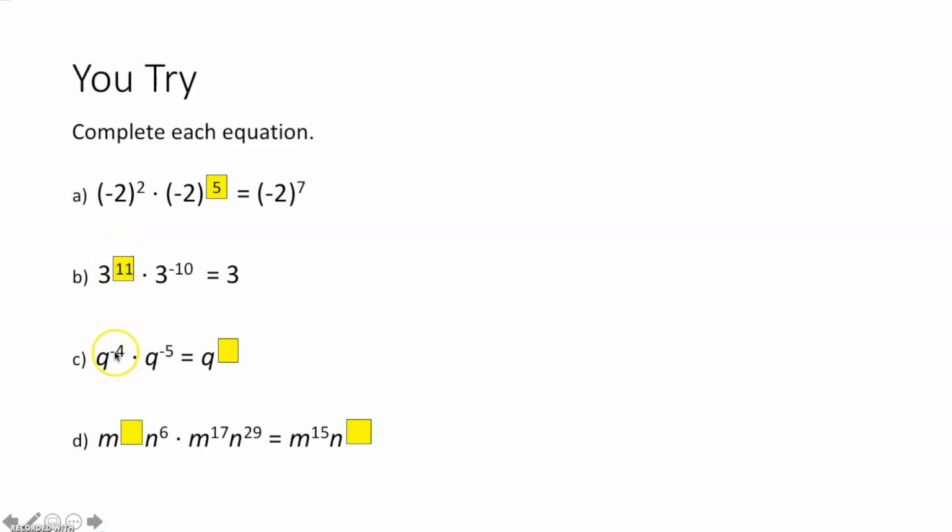Here, q to the negative 4th times q to the negative 5th equals q to the what? Well, again, multiplying like bases, you just add the exponents together. What's negative 4 plus negative 5? That's going to be negative 9.